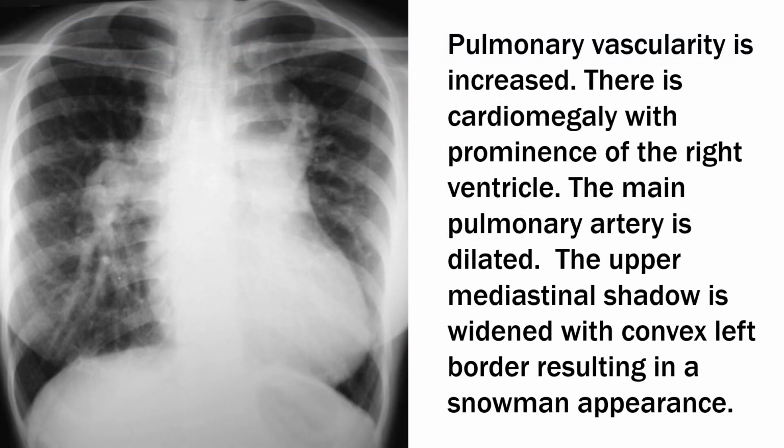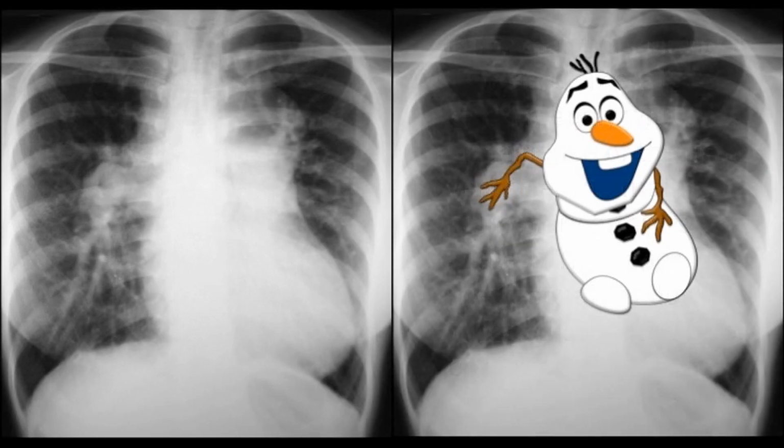In this X-ray, pulmonary vascularity is increased. There is cardiomegaly with prominence of the right ventricle. The main pulmonary artery is dilated. The upper mediastinal shadow is widened with convex left border, resulting in a snowman appearance. This is an annotated image showing the snowman sign.